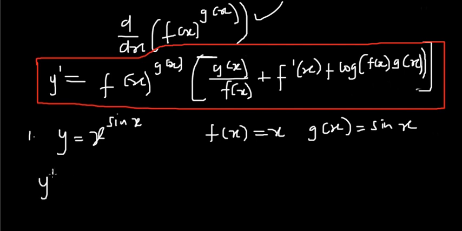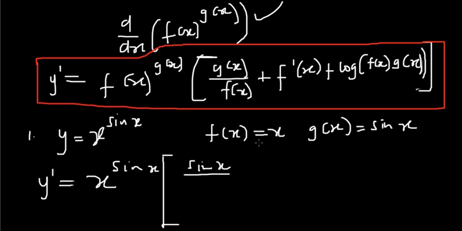So y prime is equal to f of x, which is x, exponent g of x, which is sine of x. Now let's look at what's in the brackets. We have g of x, which is sine of x, divided by f of x, which is only x, and you multiply that by f prime of x. When you differentiate x, you end up with 1.